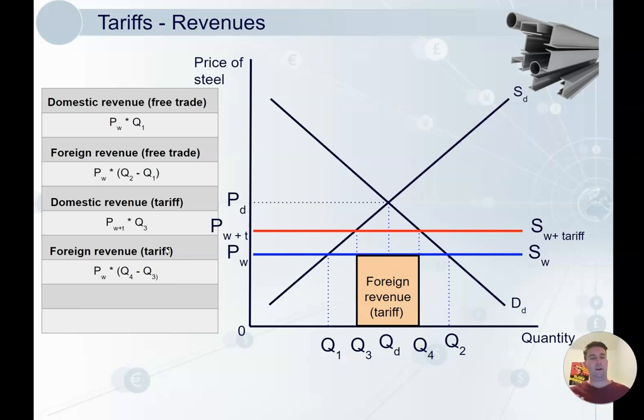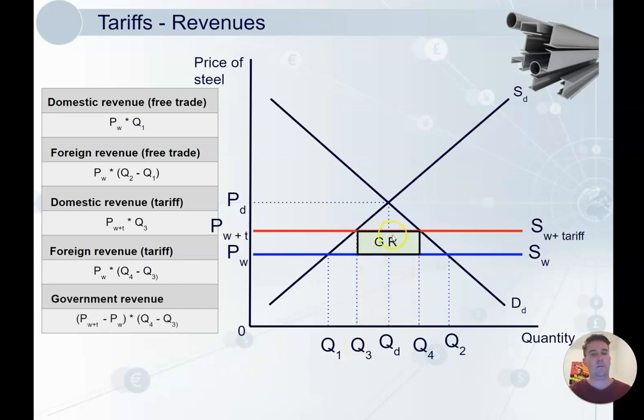Foreign revenue, once tariffs are in, they make less, right? Because the US is not importing as much steel. So it's now only Q4 minus Q3. Q4 minus Q3. And they still only get this low price because the difference here is the tax. That money goes to the government. That doesn't go to the foreign suppliers. So they still earn the same price, that same world price, but they sell less now. So they're definitely worse off.